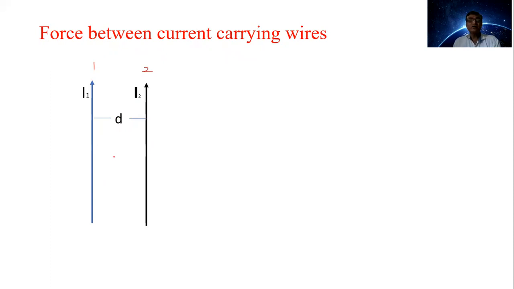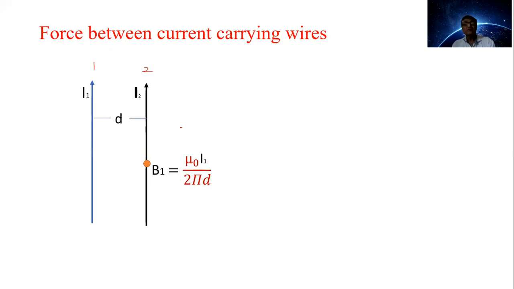We know a current carrying wire produces a magnetic field around it. And that's why the current flowing through the first wire, that is I1, produces a magnetic field at the point that we have considered here on wire 2, which is given as B1 is equal to mu 0 I1 upon 2 pi d, as we have just earlier seen.